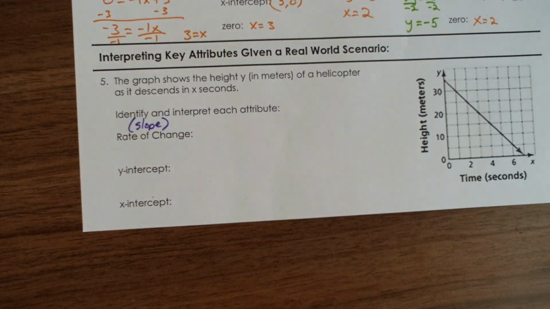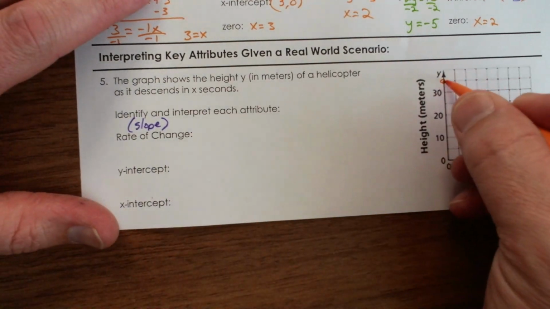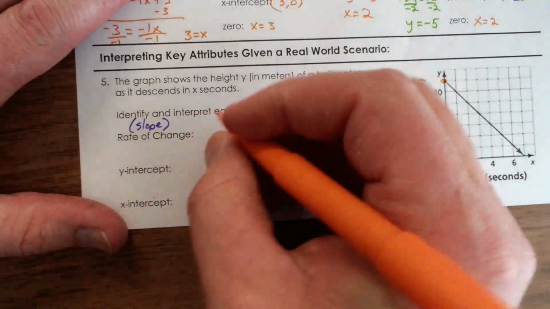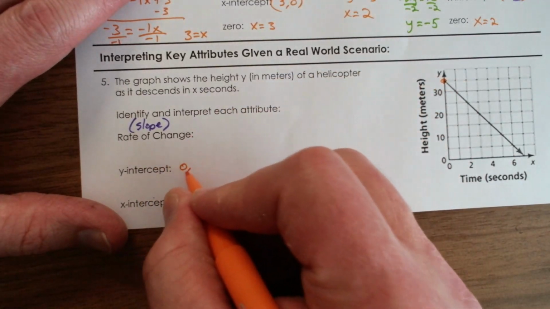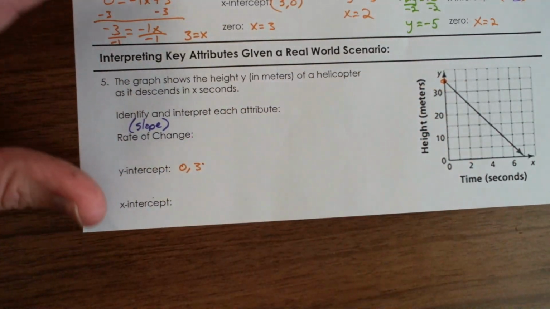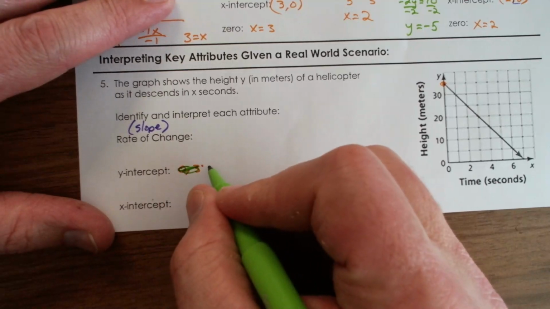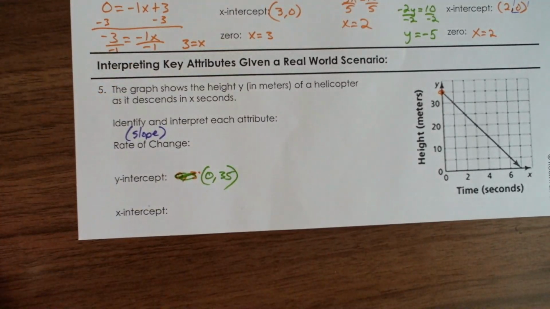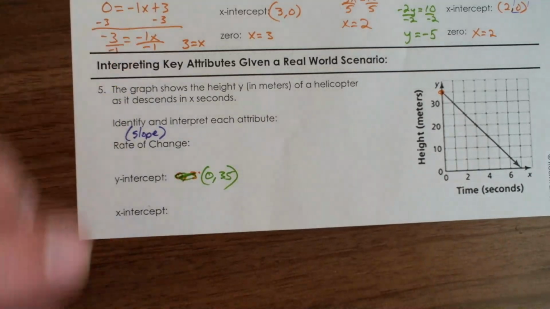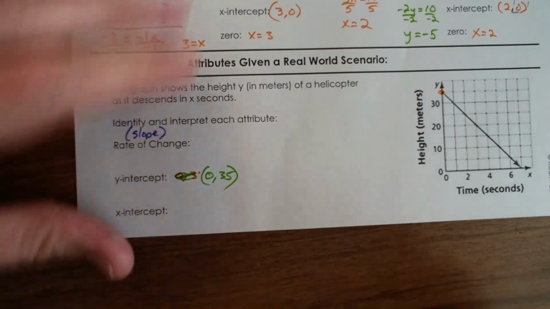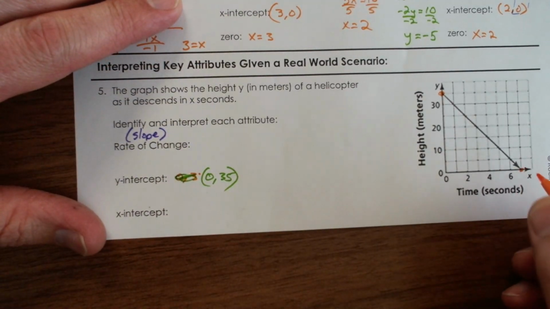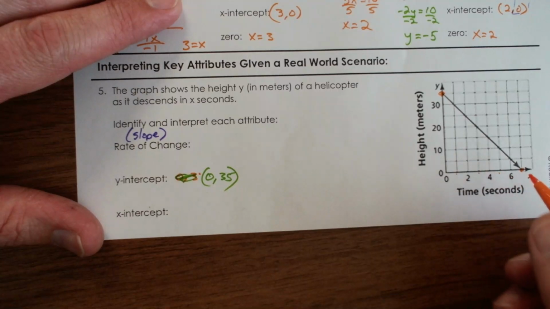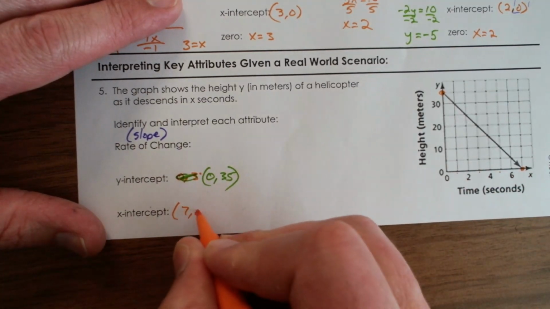Well, my y-intercept is pretty straightforward. It's right up here. And it looks like this is 5, 10, 15, 20, 25, 30, 35. So my y-intercept is 0, comma 35. Ooh, gosh darn it. I've been writing in green every single time for my y-intercepts. My x-intercept, that guy I've been writing in orange. It looks like it goes through right here. This is 0, 1, 2, 3, 4, 5, 6, 7. So 7, comma 0.